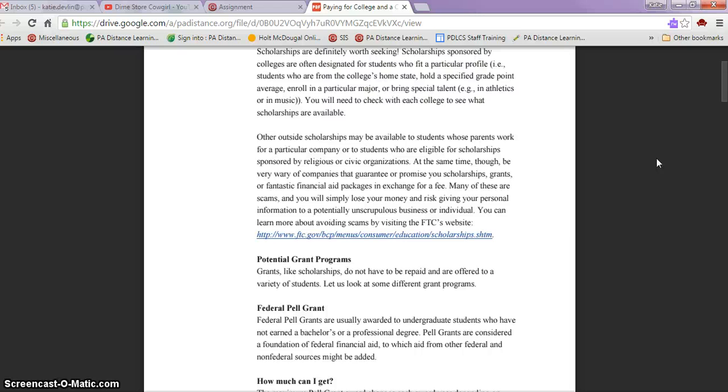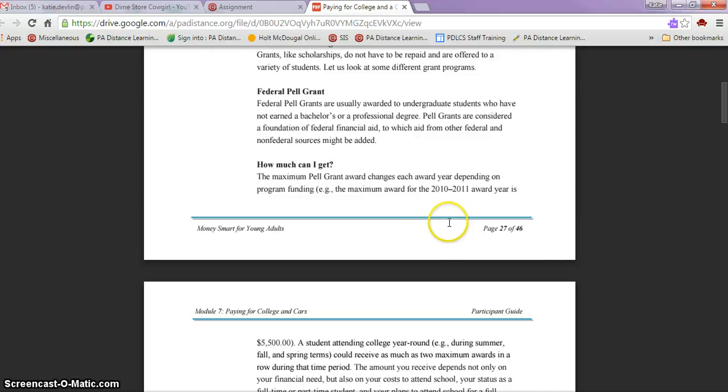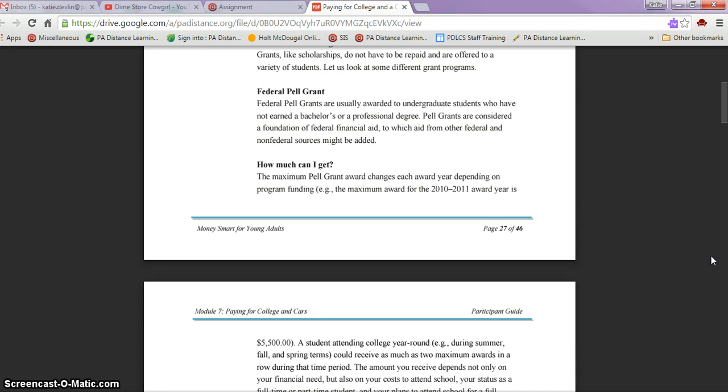Potential grant programs. Grants, like scholarships, do not have to be repaid and are offered to a variety of students. Let us look at some different grant programs. The Federal Pell Grant. Federal Pell Grants are usually awarded to undergraduate students who have not earned a bachelor's or a professional degree. Pell Grants are considered a foundation of federal financial aid, to which aid from other federal and non-federal sources might be added.